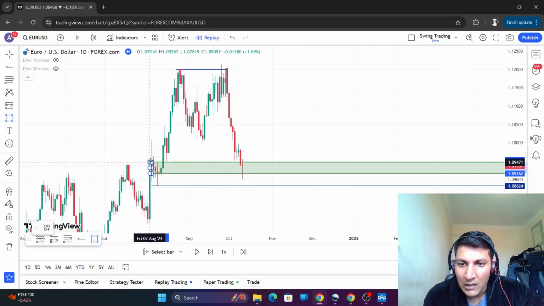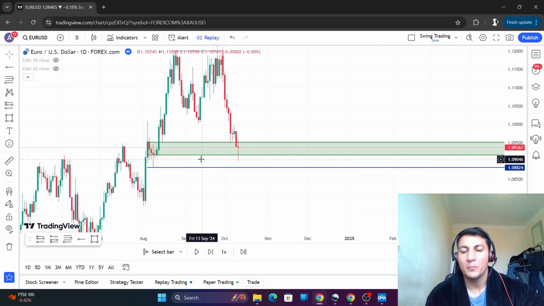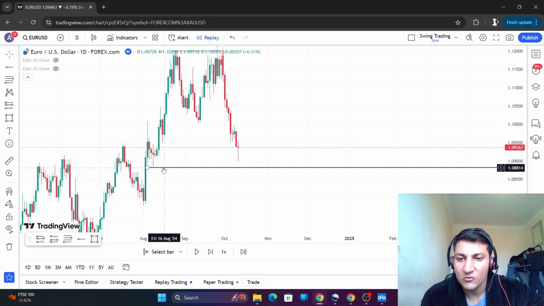So let me just mark out the bodies. See the bodies there? The wick should not go out of the bodies, because the body of the order block is where smart money is actually accumulating. So it should not have left the order block. And for me, that's complete disrespect of the order block.